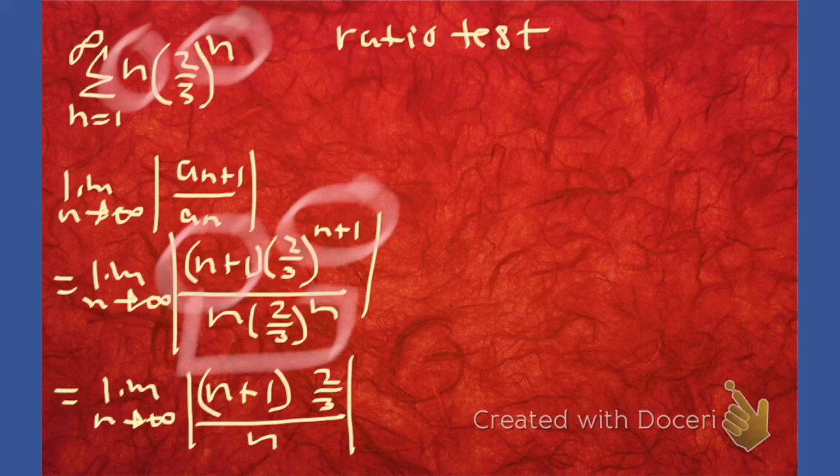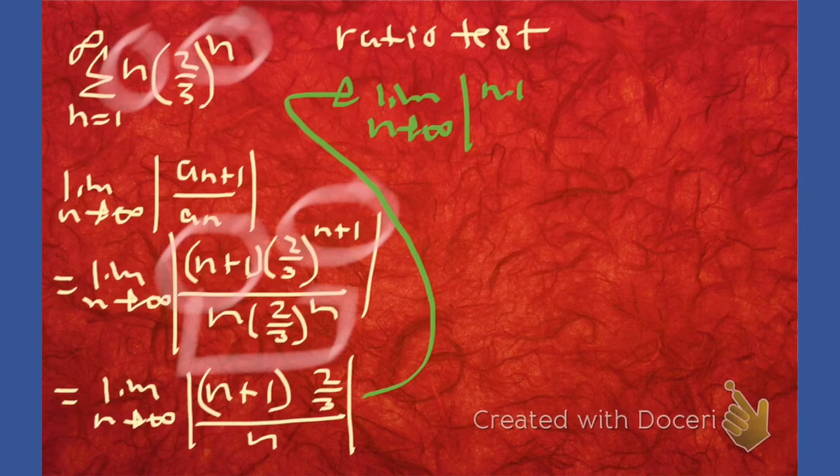And then we reduce. We do some algebra, and then it reduces down to that. But we're going to actually run that limit. 2/3 is a positive number, so I took it out.